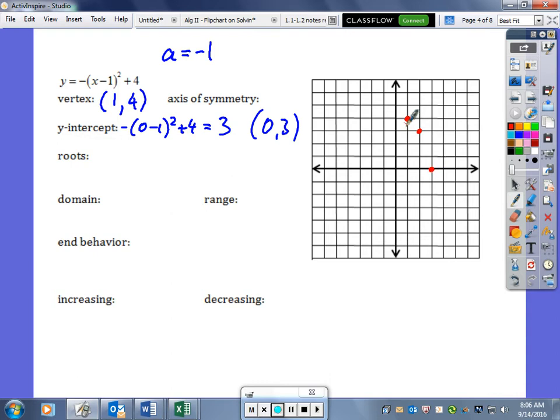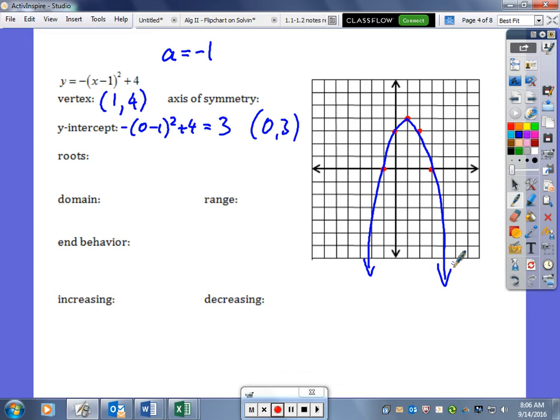And on the left, we're going to do the same thing. 1 to the left, 1 down. 2 to the left, 4 down. Remember, the dilation is the same, so we take the same steps as from our parent function. And we can now go ahead and sketch our curve. The y-intercept we had found is at (0, 3), and that's exactly what the first point to the left also indicated to us.